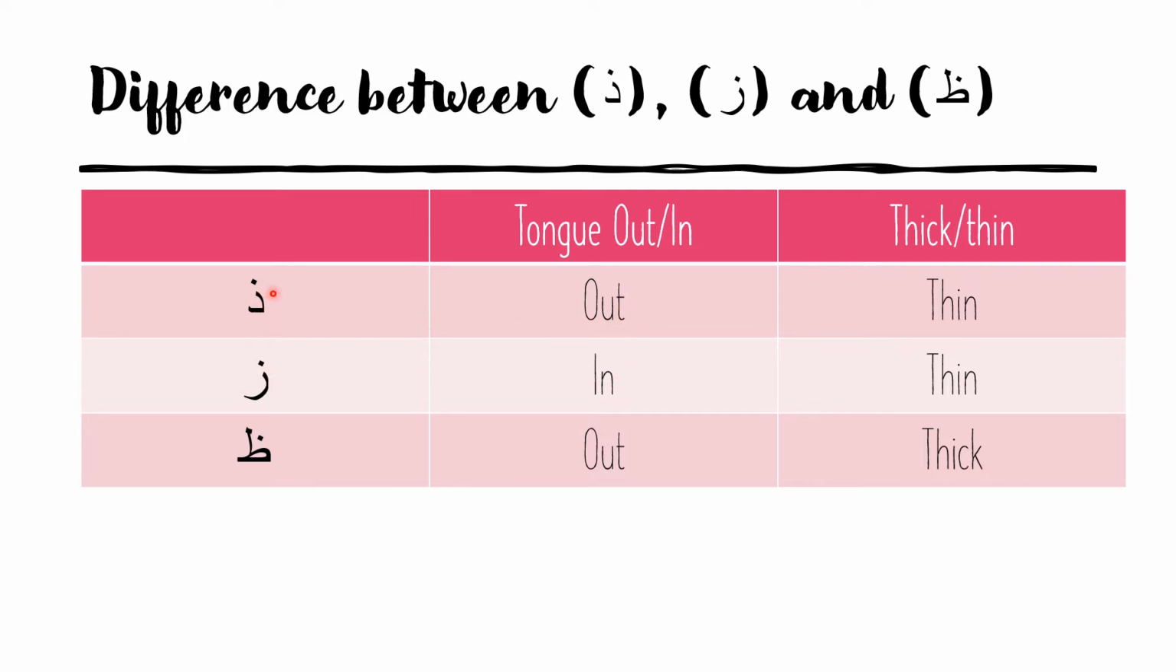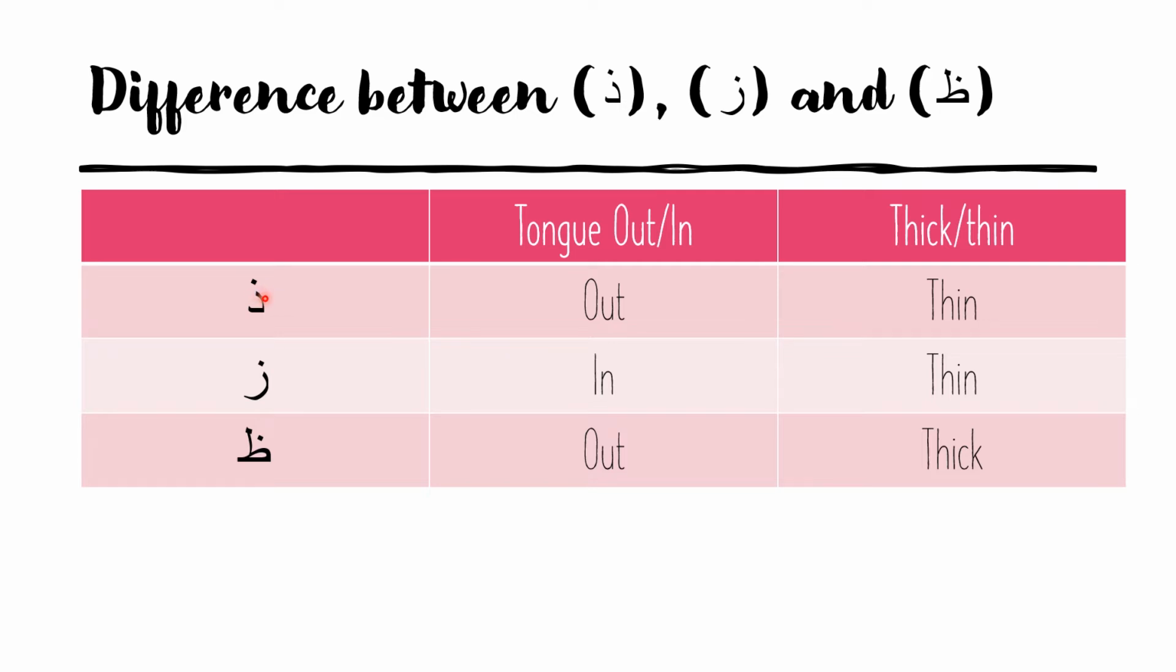And the only difference between dal and va is the thickness. Both are tongue out, but this is thick, va, and this is thin, dal. You have to make it mufakham, thick, like it's honorable, va. So in this and this your tongue is out, but this is thick and this is thin. Both of these are thin, so this one you get your tongue out.